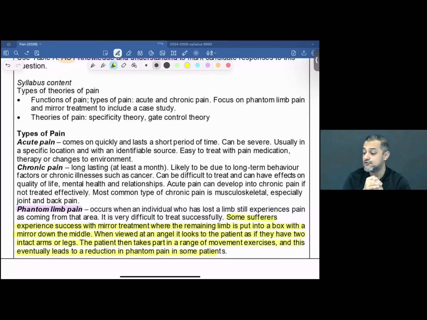Now, I'd strongly want to advise you all. You might as well YouTube phantom limb pain, and you'd come across, number one, that no one to this date knows the exact cause behind this, the exact reason why and how someone is experiencing pain in a part of the body that physically does not exist.